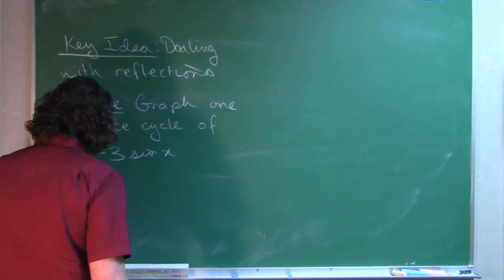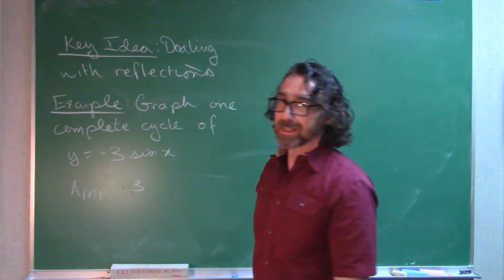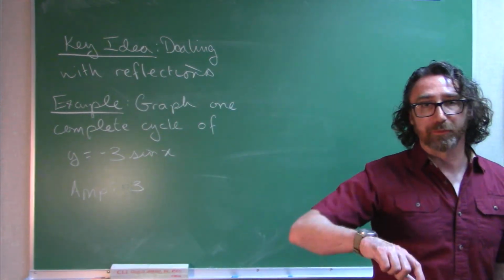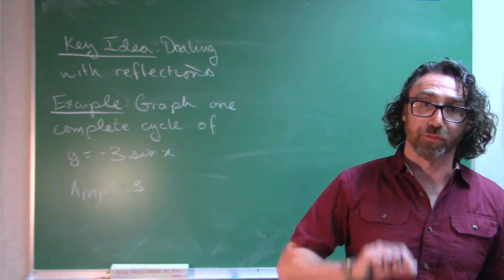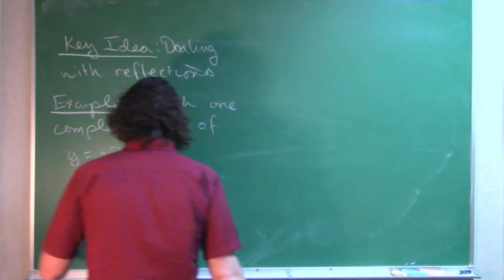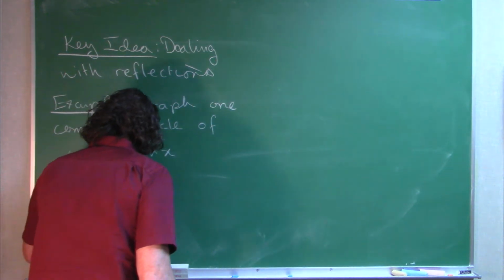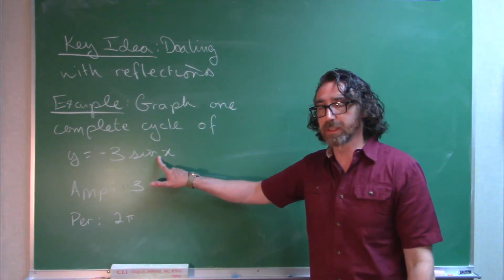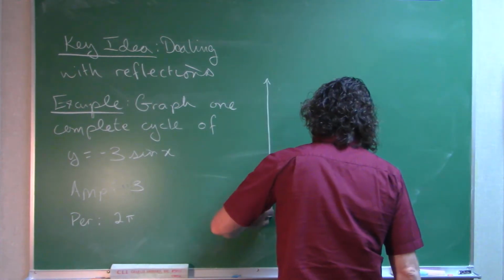Now, you might be tempted to say, well, that means the amplitude is -3. Okay, that's not quite true. The amplitude is always positive, because that's telling you the maximum distance from the midline that you're going to go. Okay, so the amplitude is 3, period, 2 pi. No multiplier on the inside, so our period remains 2 pi.